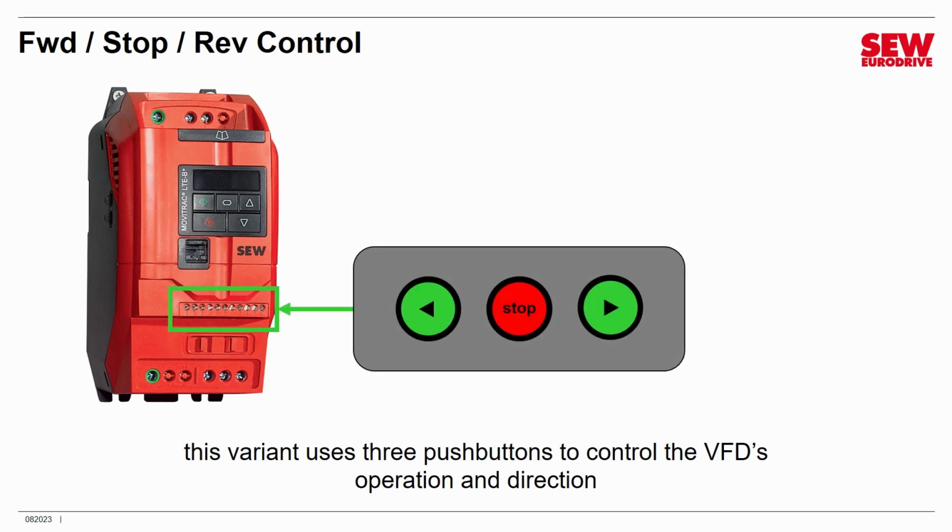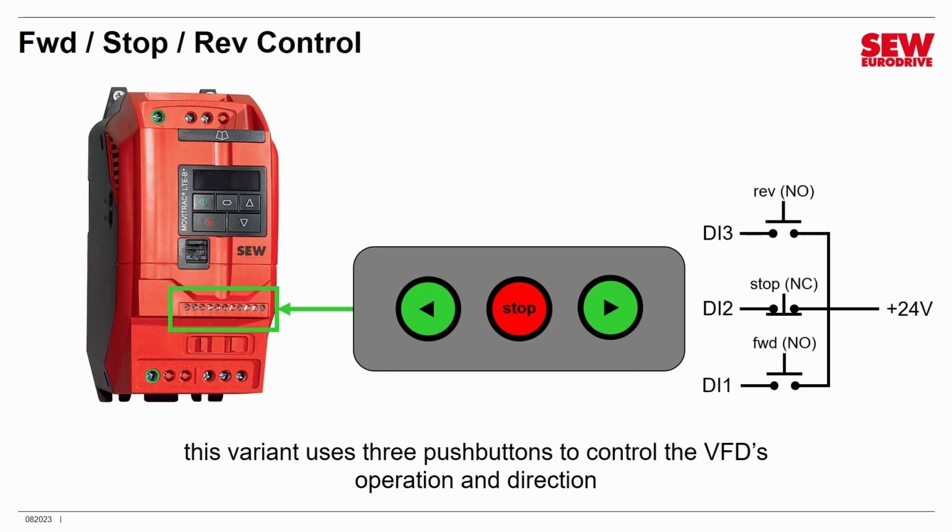Sort of like this. You have a start forward and a start reverse button and a single stop button. You would wire them up this way. The 2 start buttons, forward and reverse, are normally open push buttons. They're connected to 24 volts and also connected to digital inputs 1 and 3. The stop button is a normally closed push button. It is also wired to 24 volts and digital input 2.